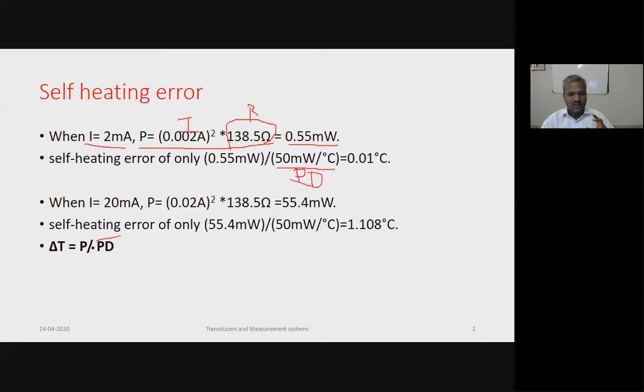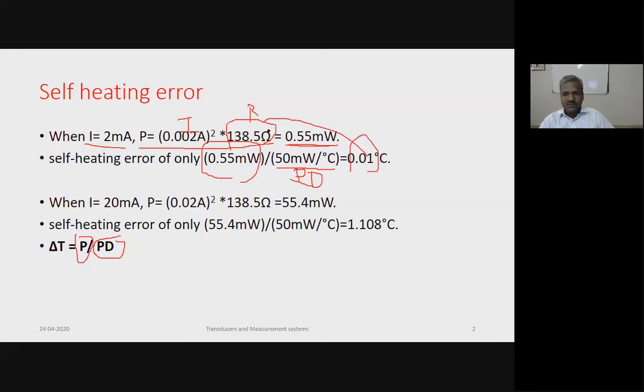So that is the formula here. First, let us calculate the power dissipated from the element. That will give 0.55 milliwatt. The self-heating error of the RTD is power divided by dissipation constant, which will give 0.01 degrees Celsius additional to the 138.5 ohm. So this is added with this value.